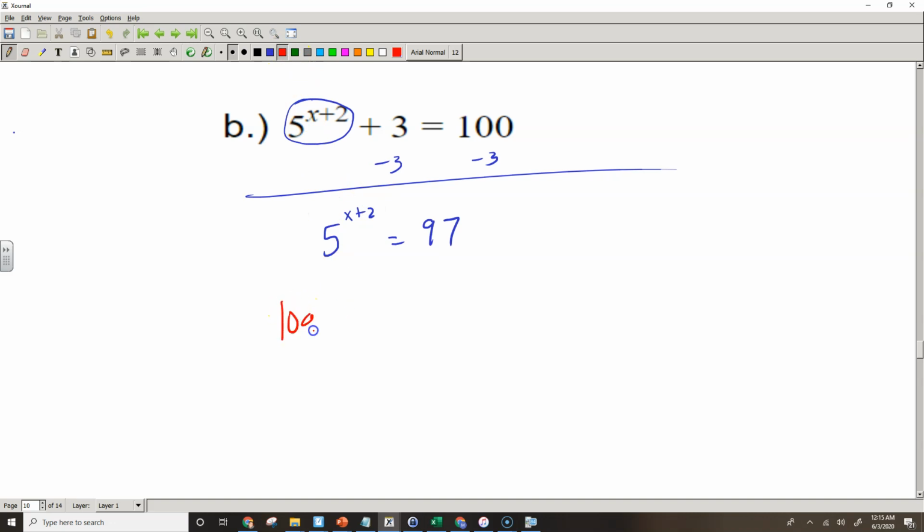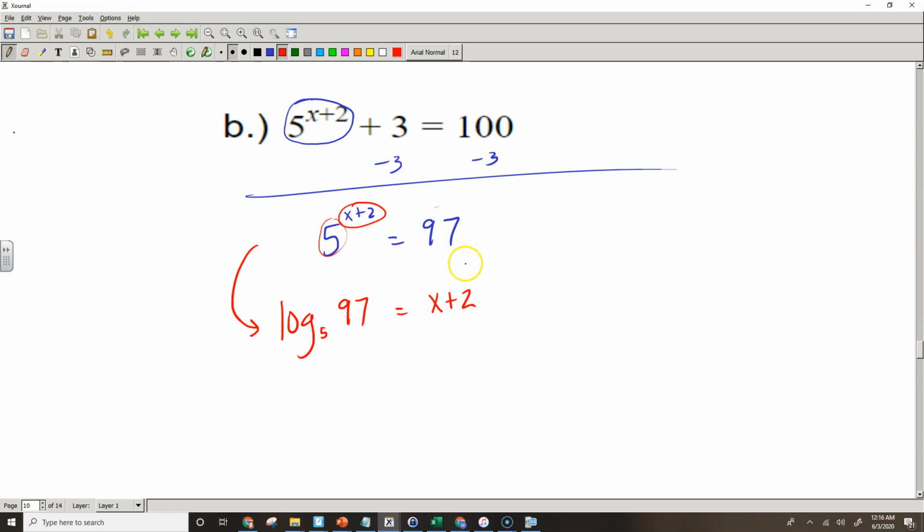So I'm going to have log with a base of 5, my base up here. My value on the right hand side, 97, is going to go here. And on the right hand side I have this exponent of x plus 2. So x plus 2 is going to be on the right hand side. So this is the log form of that.